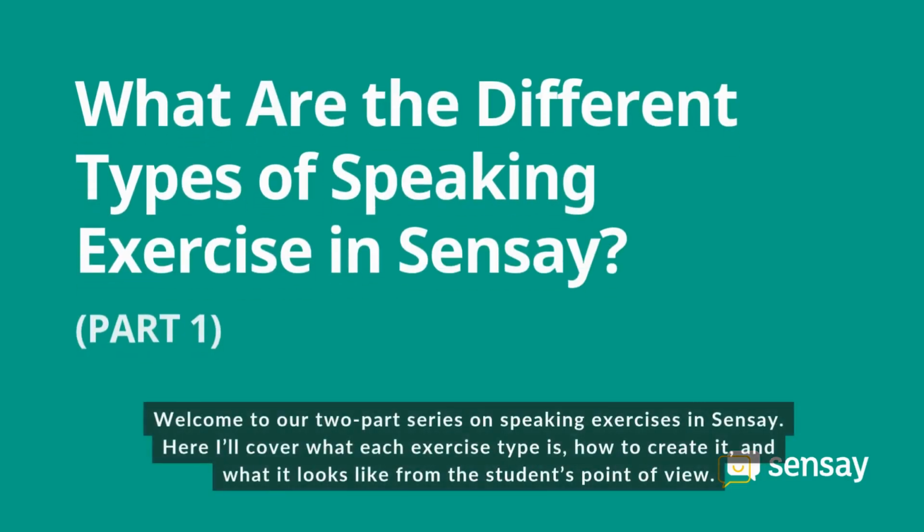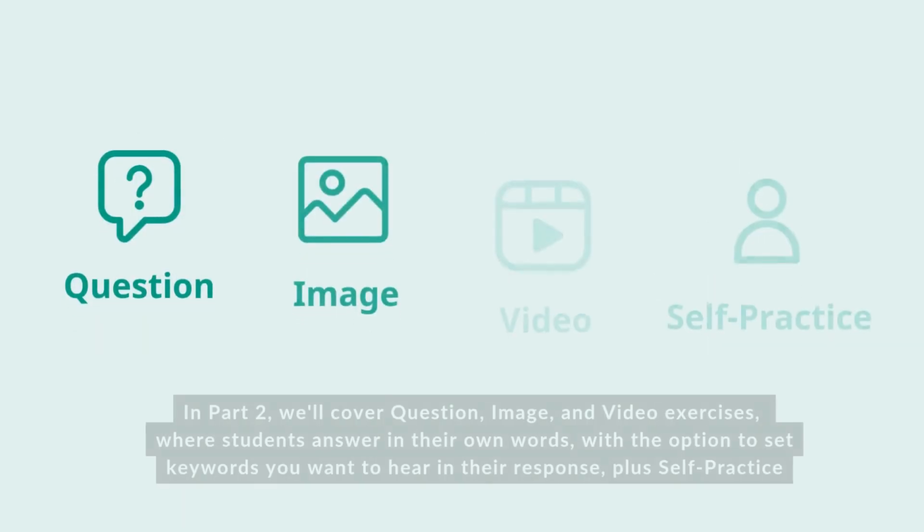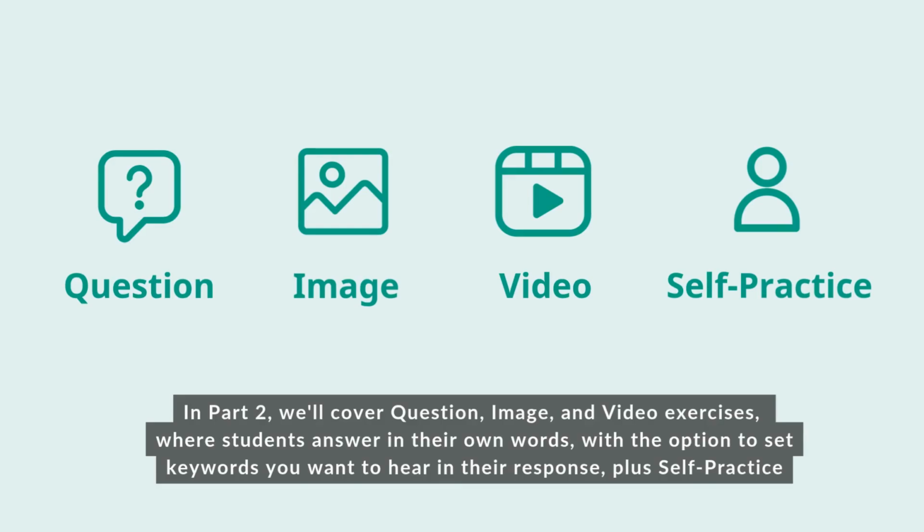Welcome to our two-part series on speaking exercises in Sensay. Here I'll cover what each exercise type is, how to create it, and what it looks like from the student's point of view. In part 1, we'll cover 3 exercise types: reading, reading with image, and question with answer. In part 2, we'll cover question, image, and video exercises, where students answer in their own words with the option to set keywords you want to hear in their response, plus self-practice.